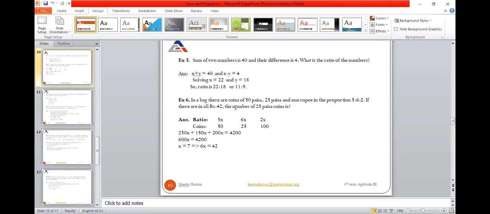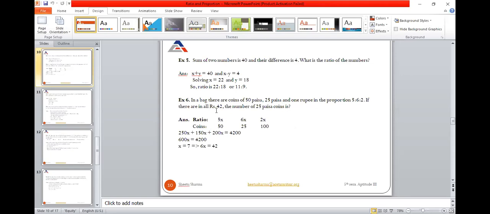Okay. Now, very important question. We generally find this type of question in many competitive exams. In a bag, there are coins of 50 paisa, 25 paisa, and 1 rupee in the proportion 5 is to 6 is to 2. If there are in all rupees 42, the number of 25 paisa coins is.